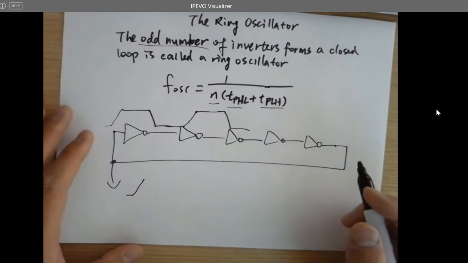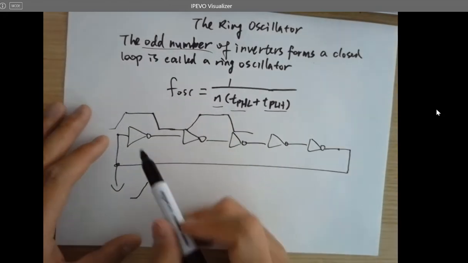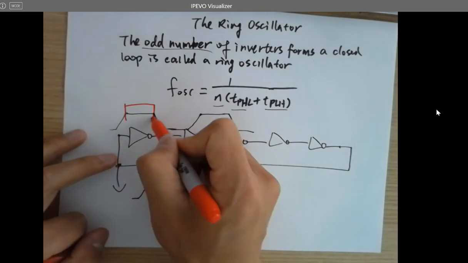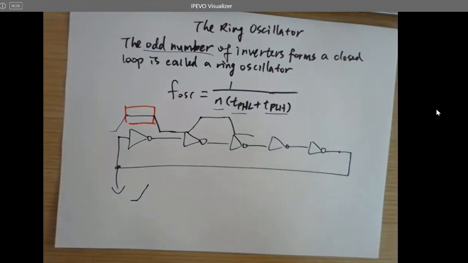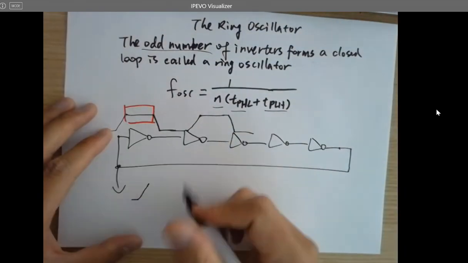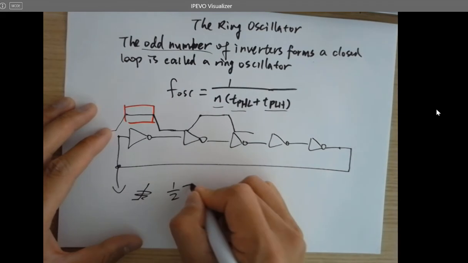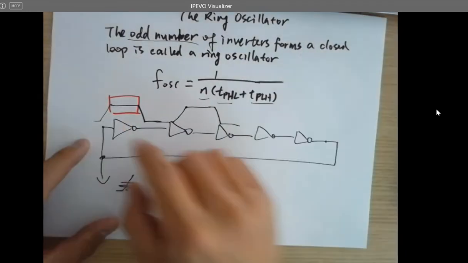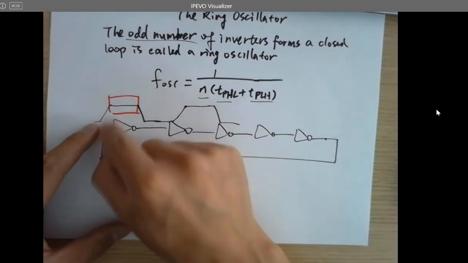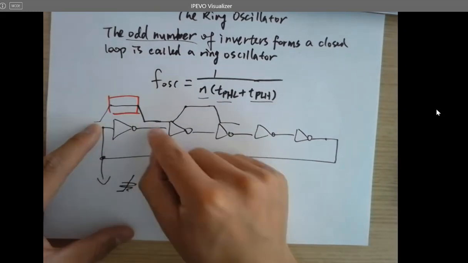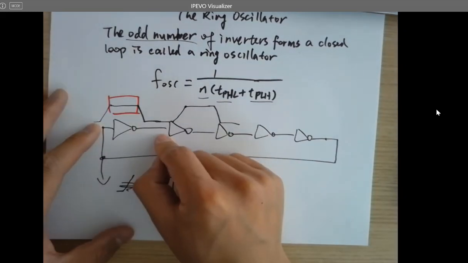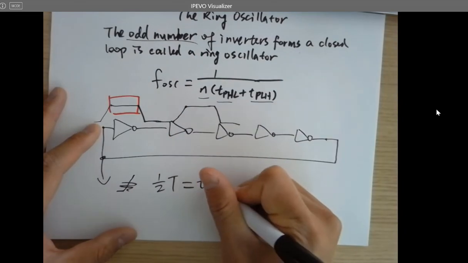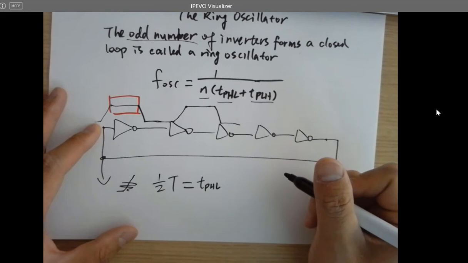So keep this in mind. We're still looking at this period. For this period, that's a half of the period, and that equals to what? Whenever this is rising, this is falling, it takes time to fall. So it's going to be T, P, HL is falling, H2L, 1.